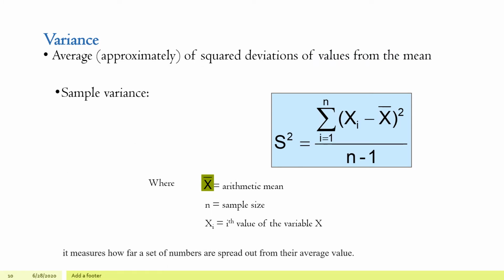Coming to the next factor, that is variance. The average of the squared deviations of values from the mean is the sample variance. For example, summation (x minus x bar) whole square divided by n minus 1. The only thing is you have not put the square root. That square root is here. So that is nothing but variance.